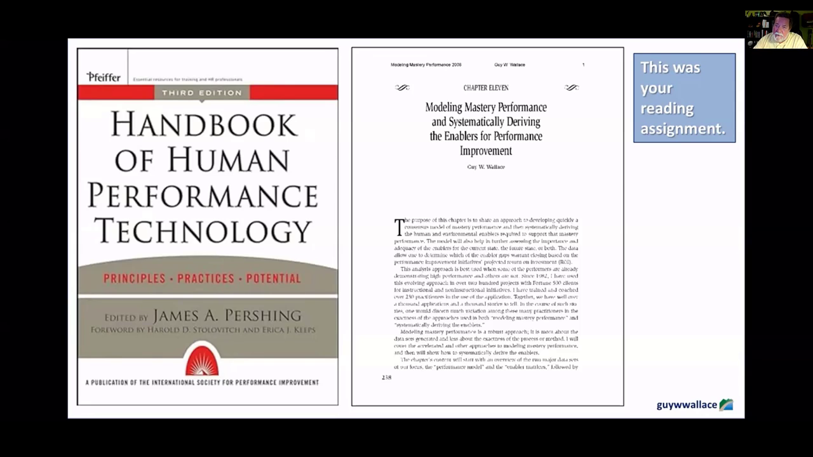And the word technology means the application of science. It doesn't mean digital and computer stuff. It means the application of science. And so the science of human performance improvement is what this is all about.